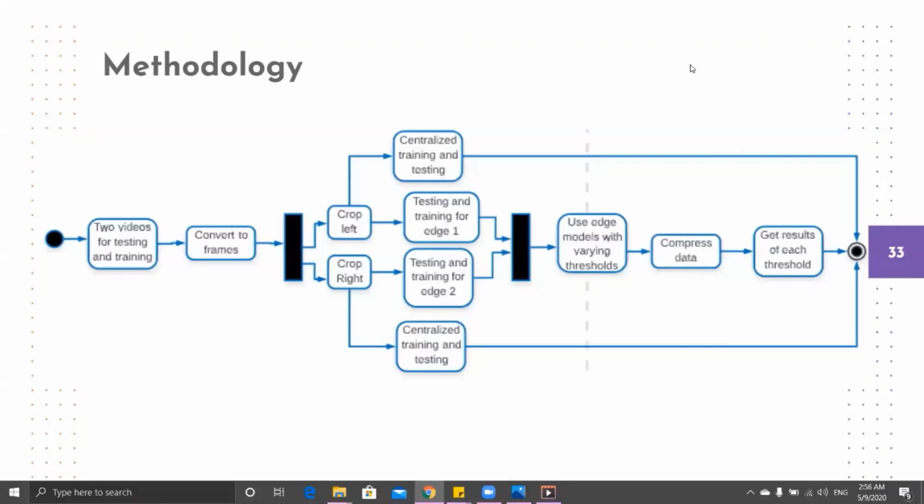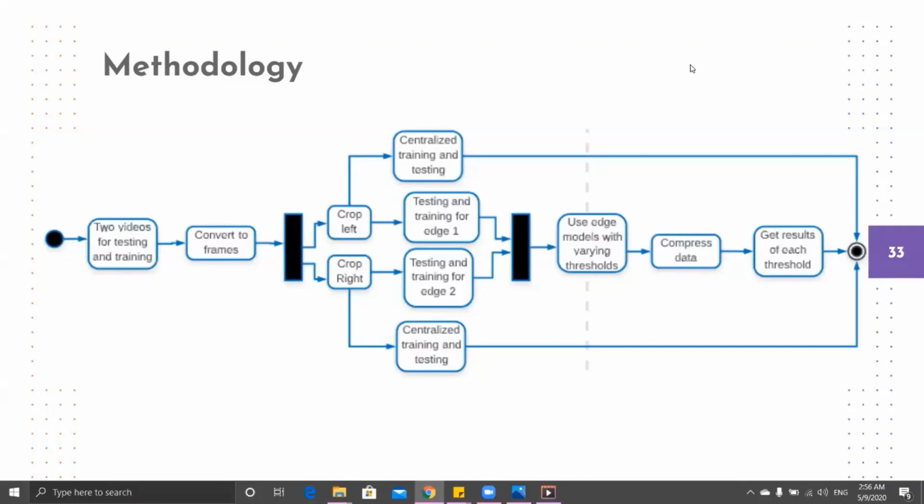And we use that to synthetically create our multi-view data set as discussed before. And then we use the 2 data sets to train the 2 models on the edge, edge 1 and edge 2. And then we combine these 2 data sets together to train the centralized model. So this is the first part of our experiment.